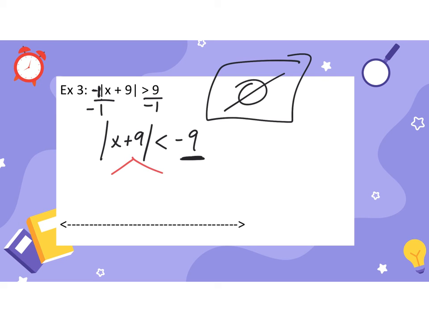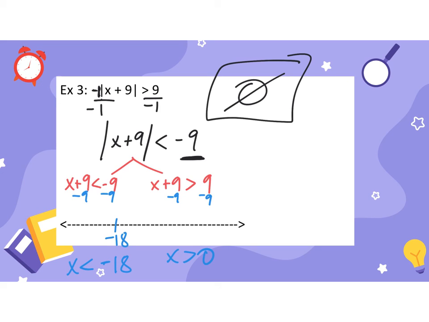So if I didn't spot it, I would have x plus 9 is less than negative 9, and x plus 9 is greater than negative 9, which would be 9. I would solve these like normal. I would end up with x is less than negative 18. X is greater than 9 minus 9, which is 0. Okay? And then I'd put these two things on a number line. Negative 18 and 0. I'd have open dots. X is greater than 0, less than negative 18.